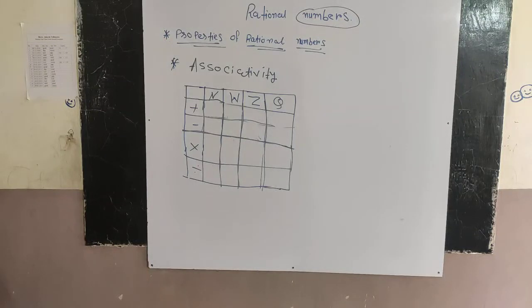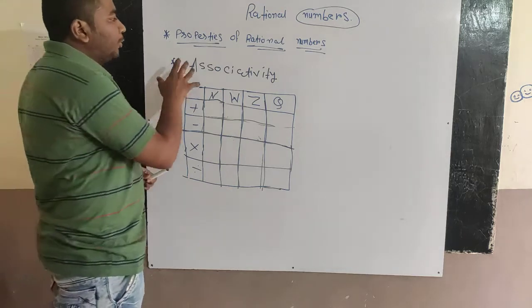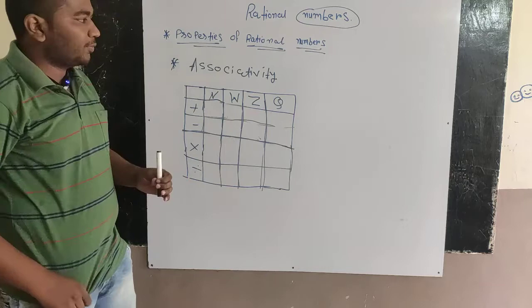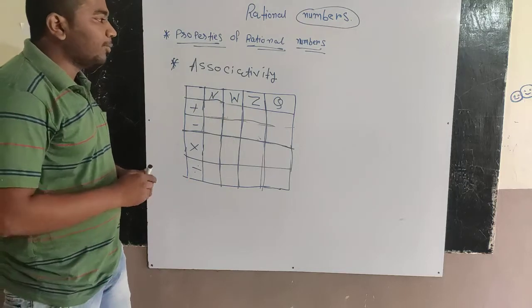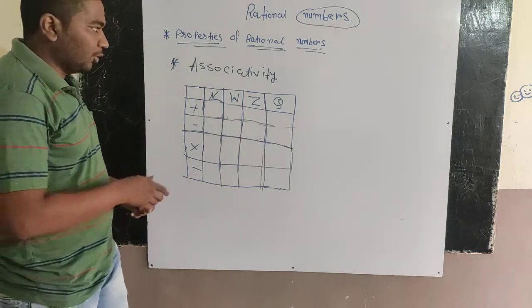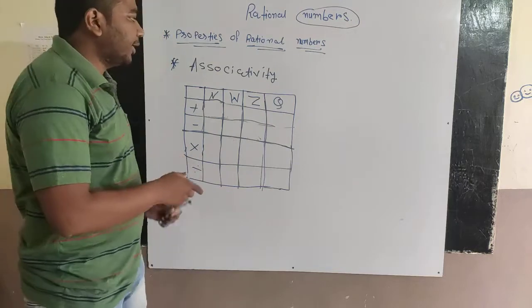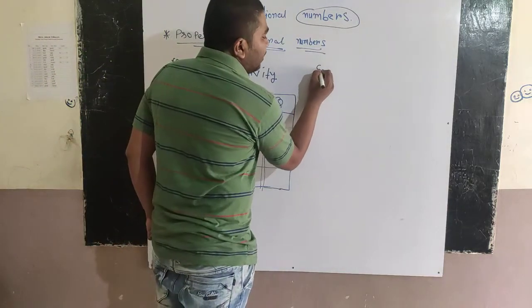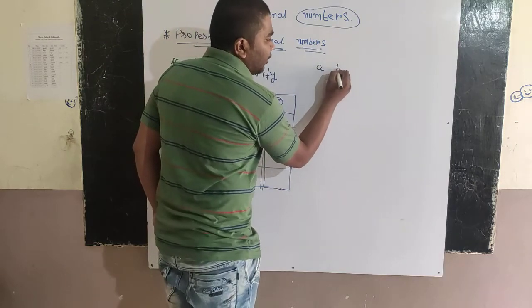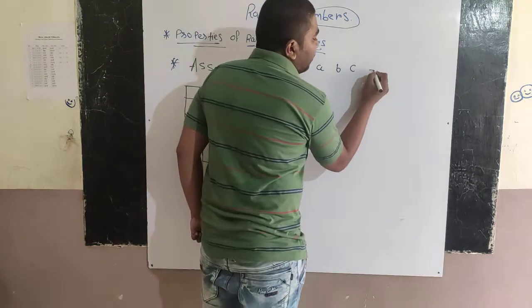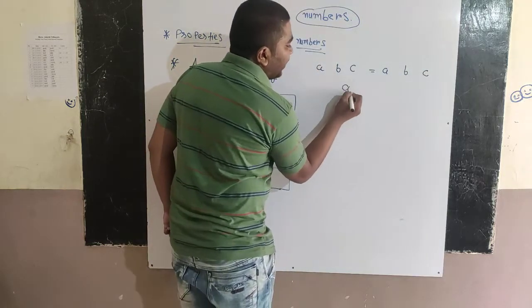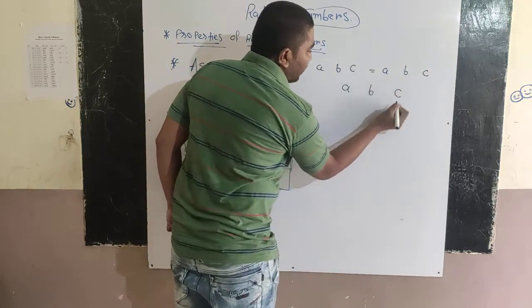Hello students, in this video we'll talk about a property of rational numbers, that is associativity. Already in the previous video we had talked about commutativity and the closure property. So now this is the third one that we have to discuss. In the associative property we have to take three numbers, and if they satisfy this rule then we can say the numbers are associative.